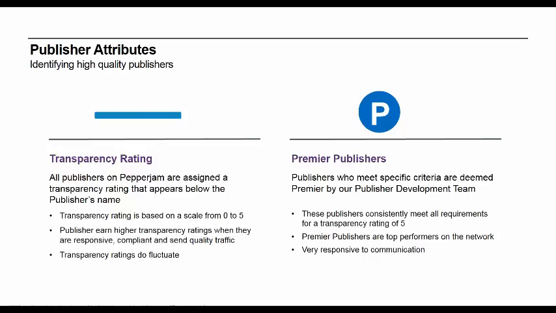So going along with the transparency rating as well, you'll see some publishers have a blue and white P next to their name, and that indicates that they're a premier publisher on the network. Premier publishers are top publishers on the network who are tagged with this blue P, and they work very closely with our publisher development team to maintain this status. This status is also determined by their responsiveness, promotional capabilities, and performance, and they must hold a 5 transparency rating consistently.